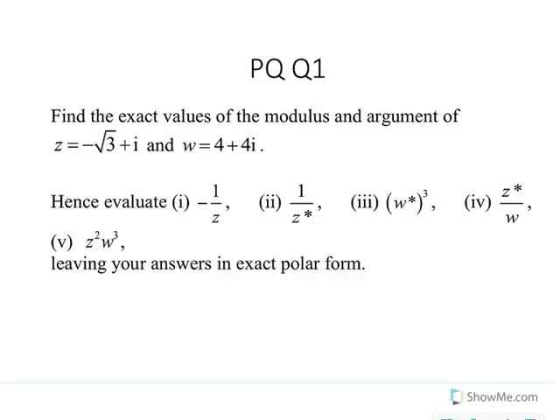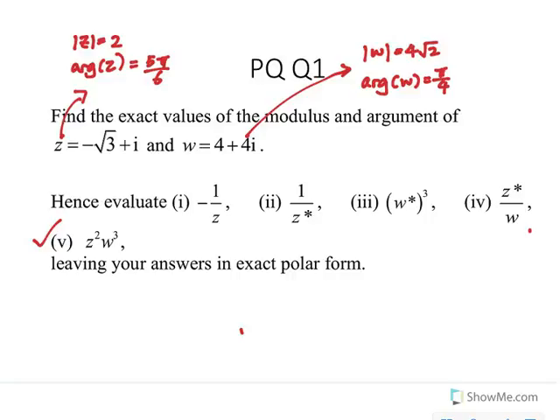Okay, now this question we are actually looking at PQ1 part 5. So quick recap: in the earlier PQ videos we have already found the modulus and argument of Z. So I'm quickly going to write it here that the mod of Z is equal to, I'm just going to quickly write it here. Okay, and from here we need to find the modulus of Z squared W power 3.